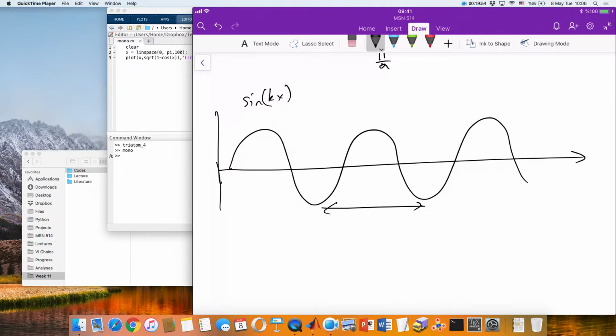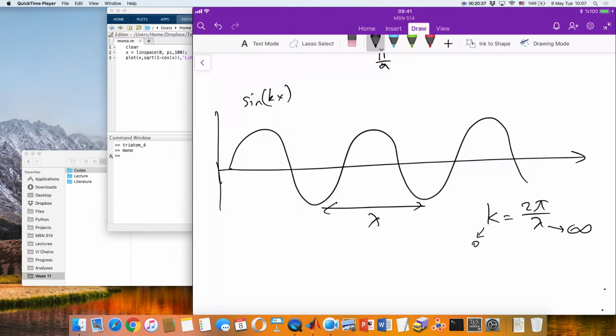What is the relationship between lambda and k? So frequency is 1 over time. Exactly. Tell me again: lambda equals 2 pi over k, or k equals 2 pi over lambda. Everyone agrees with this? So what happens when k goes to 0? Lambda goes to infinity, right? Just a straight line.